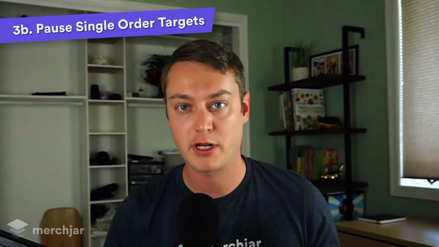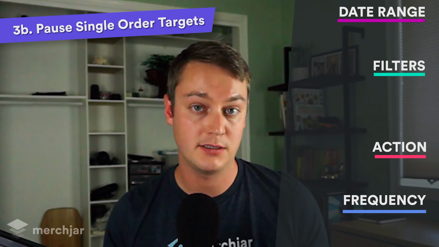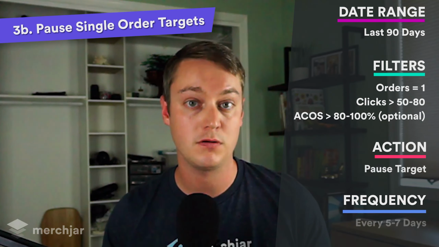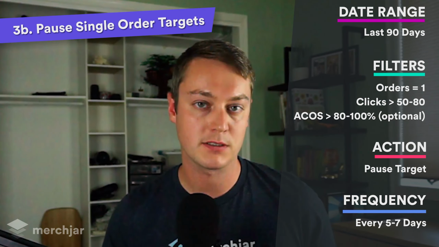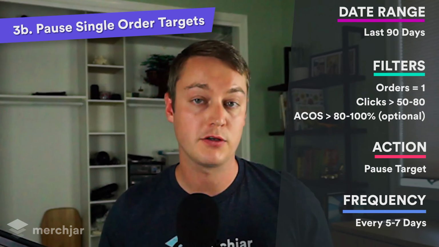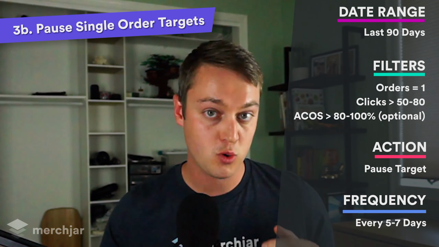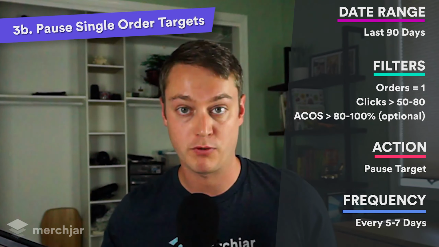Pausing single order targets works just like pausing 0 order targets, except with a higher click threshold before you pause. Our goal is to find targets that are validated through getting multiple orders and not just a fluke sale. We're halfway there on these targets, so we want to make sure we're giving them enough of an opportunity to get that second sale. You should at least double the number of clicks for your threshold from your 0 order target optimization. That means if you normally pause a target at 40 clicks, you would wait until you had at least 80 clicks, if not more, before you pause a target with only 1 order.